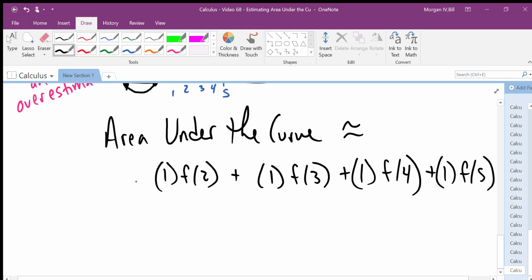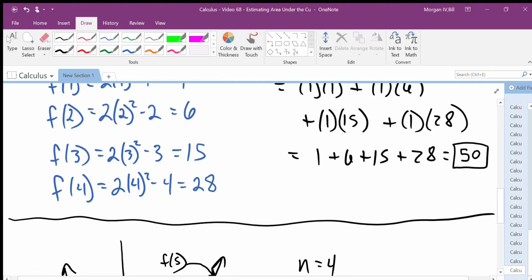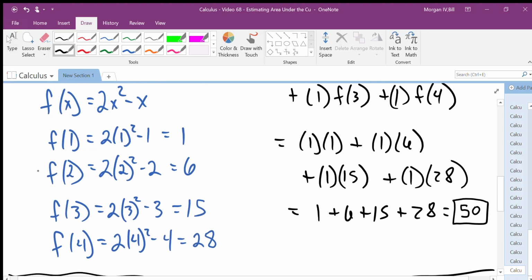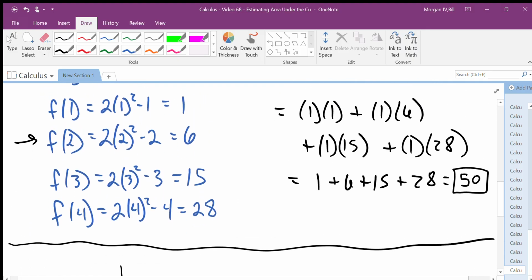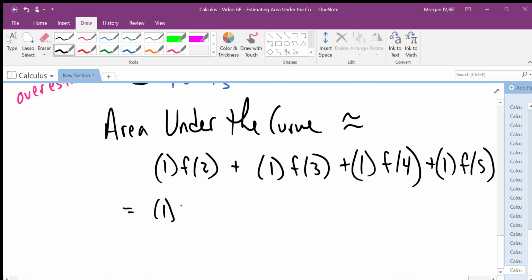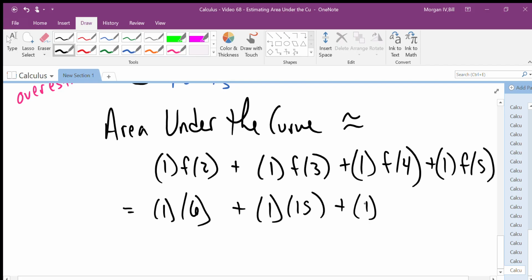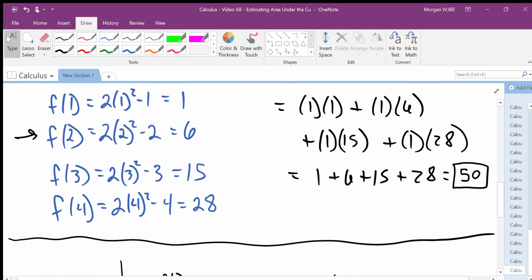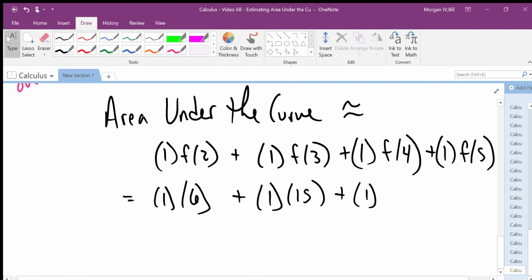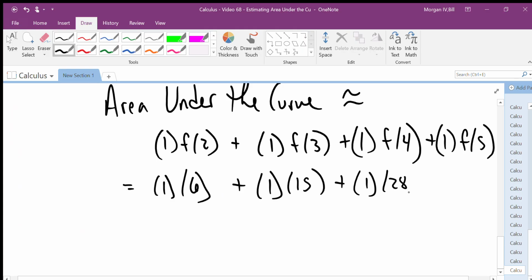So I'm going to use a little bit of prior knowledge here and say 1 times f of 2. I already did f of 2 right up here. f of 2 is 6. So 1 times 6. And f of 3 is 15. I did that up there as well. And f of 4 is, I believe that was 28. Yep, 28 for f of 4. So I want to use that again. And then for f of 5, I need to figure that one out.